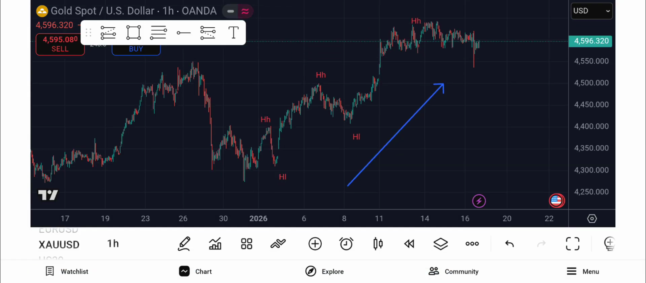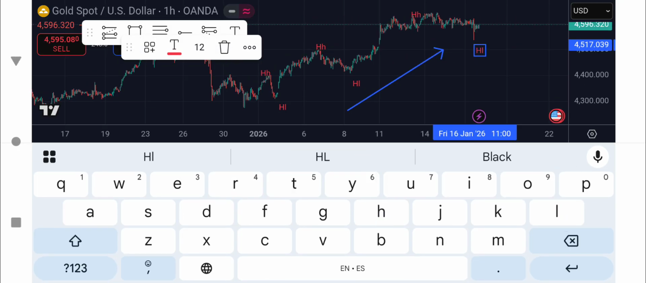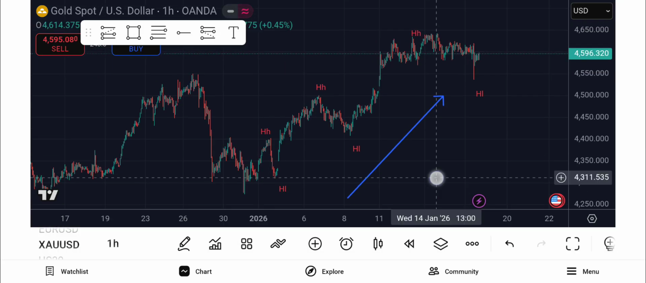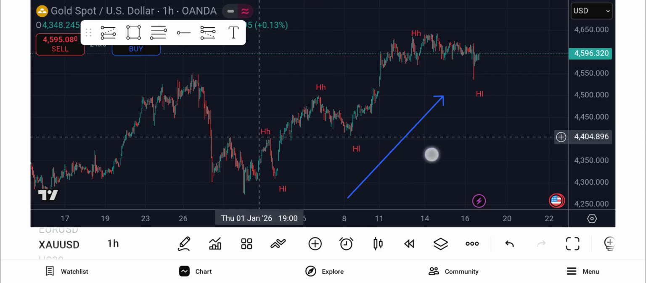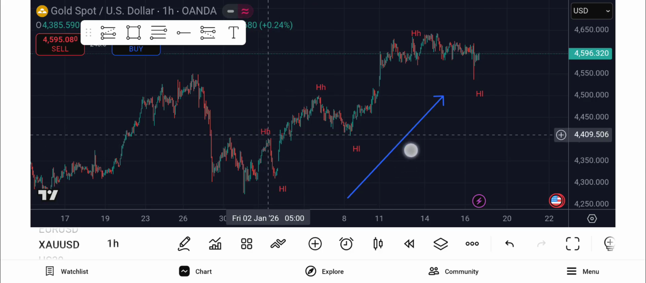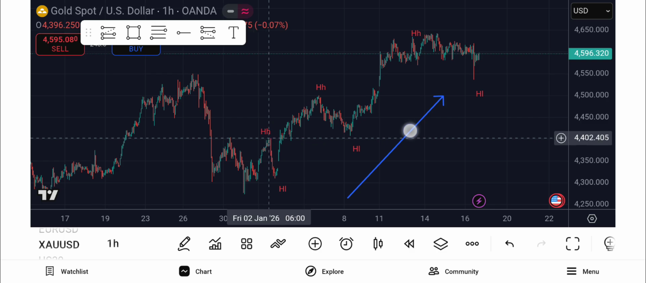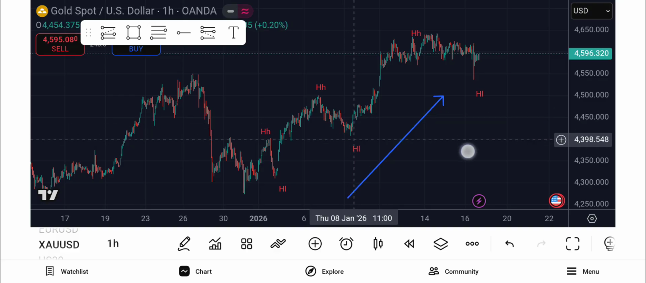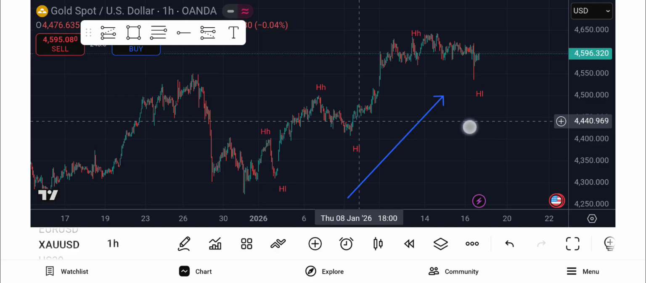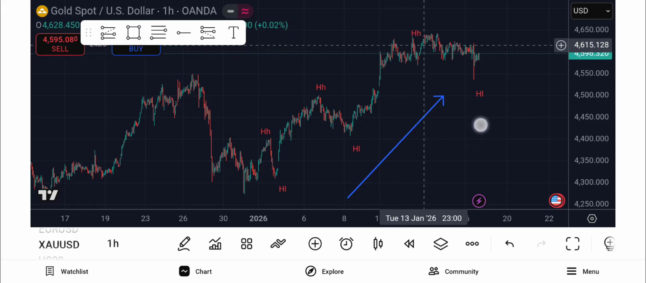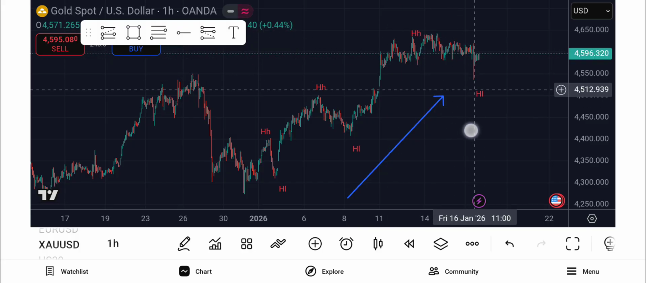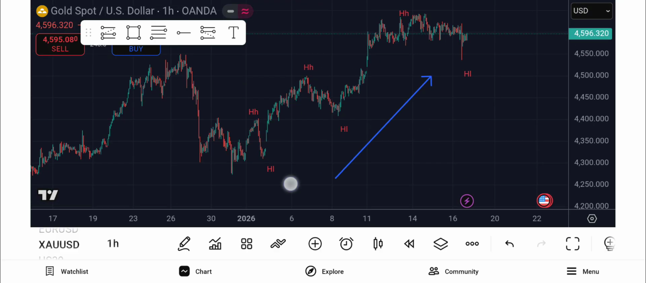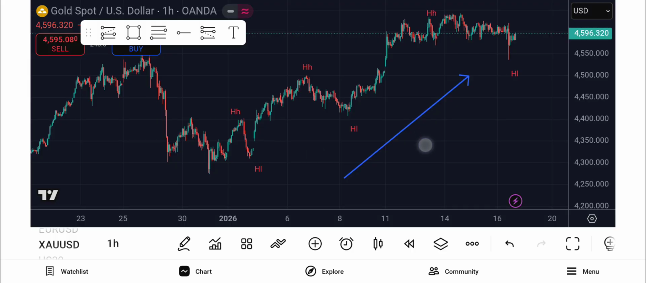Alright, just for the sake of this video, we're only looking for fair value gaps, right? This is the higher low. This higher low took out this higher high to form this high. Then it formed another higher low. Then this higher low took out this higher high to form this high. And now it's making a higher low to take out this higher high, right? So we're going to look for fair value gaps in just this trend up to find entries.